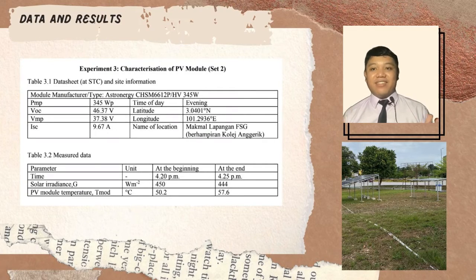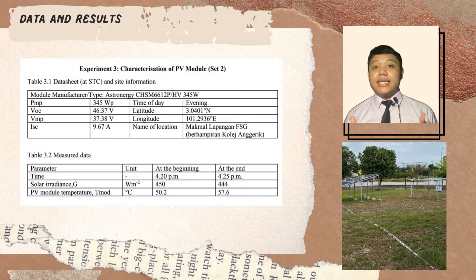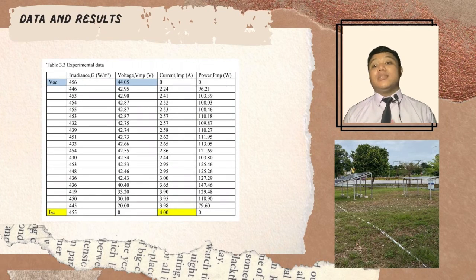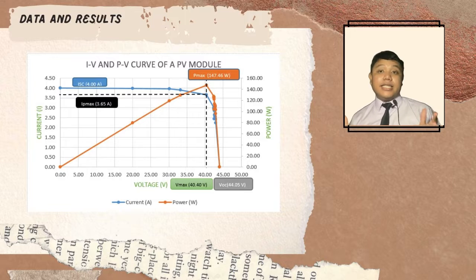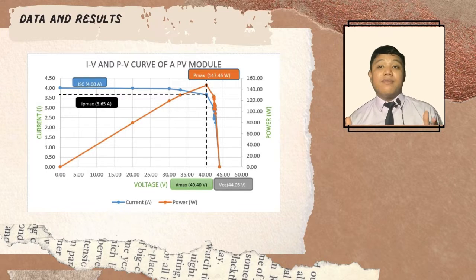We move to data and results. This is the characterization of PV module set 2. Table 3.1 is the datasheet at STC and set information, table 3.2 is measured data, and the last one is table 3.3, experimental data. This is the graph of the current voltage and power voltage curve of a PV module. The X and Y axes are labeled. The orange line represents maximum power, the blue line is the short circuit current, the dotted line is the current at maximum power, and the green color represents the maximum voltage.